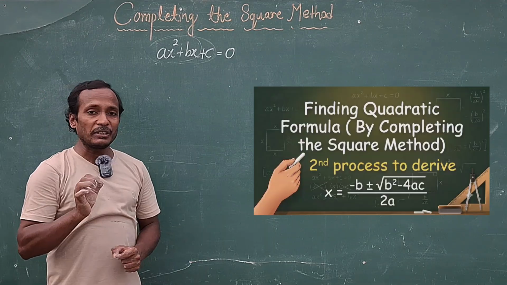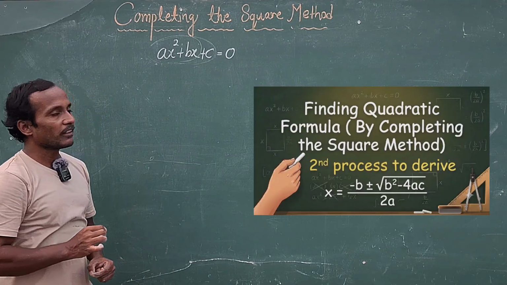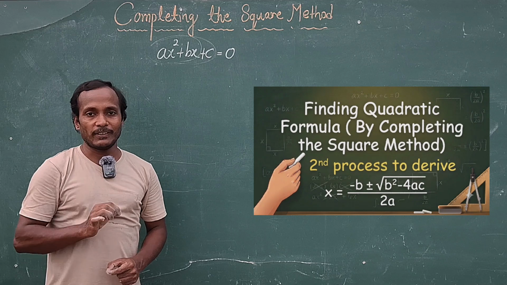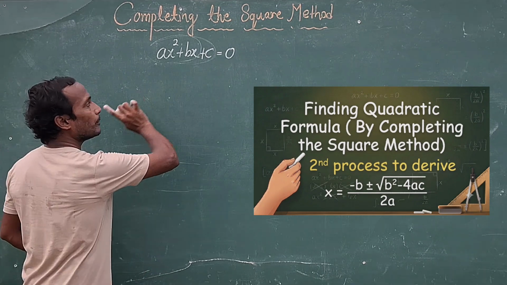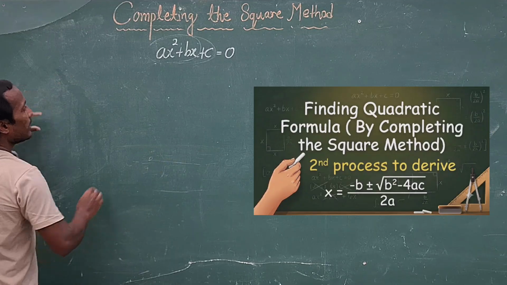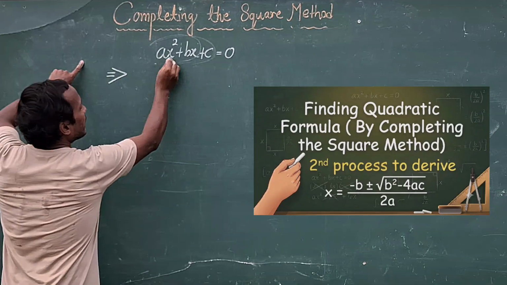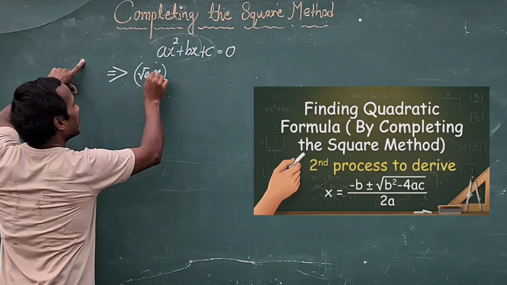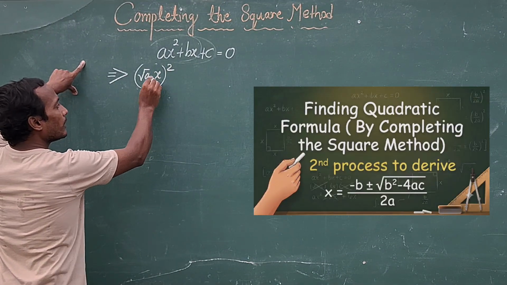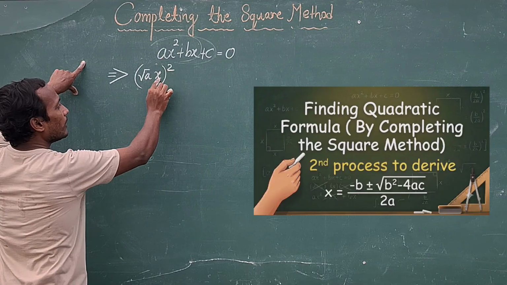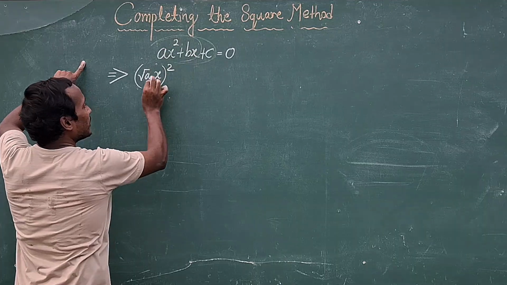I will use the completing the square method again to find the solution of this quadratic equation, but in a different process, unlike the first process. In the first process, I divided LHS and RHS by a, but here I am not going to do that. Look what I do. I will take ax square, which can be written as root ax whole square. Root a square becomes a, square of x becomes x square. Now this part has been expressed as a square.